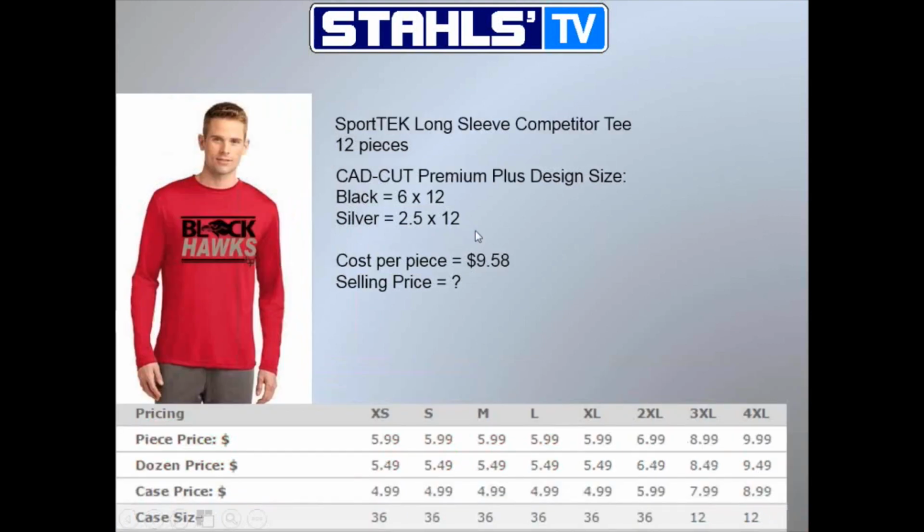All right, let's take a look at this. So now we're going to upgrade a little bit. This is a long sleeve performance wear tee, so it's a moisture wicking polyester. It's the same design, but now we're putting Premium Plus on it, which is just a performance wear stretch material. Same exact design and dimensions. The cost based on running it through the calculator was $9.58. How much would you sell this piece for? Go.